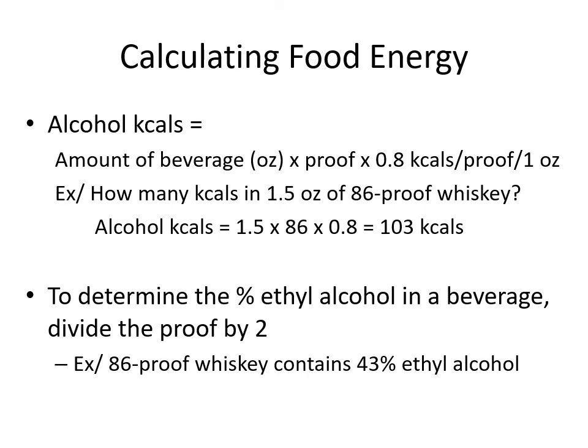Now again, just as a reminder, to determine the percent ethyl alcohol in a beverage, you divide the proof by 2. So an 86 proof whiskey is 43% ethyl alcohol. Remember, this was important when they were discussing how to make hand sanitizer, in that 80 proof whiskey, or 80 proof vodka, as Tito's was the brand that had to put out this information, cannot be used to make hand sanitizer, as it does not contain enough alcohol.